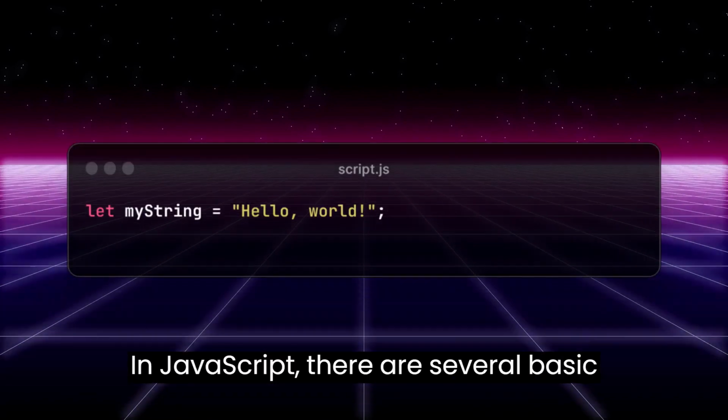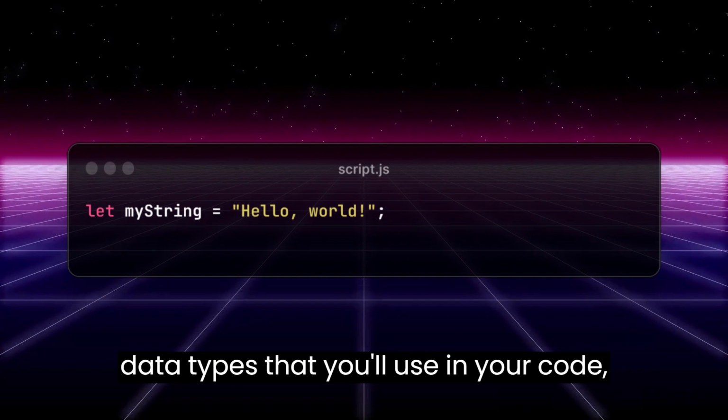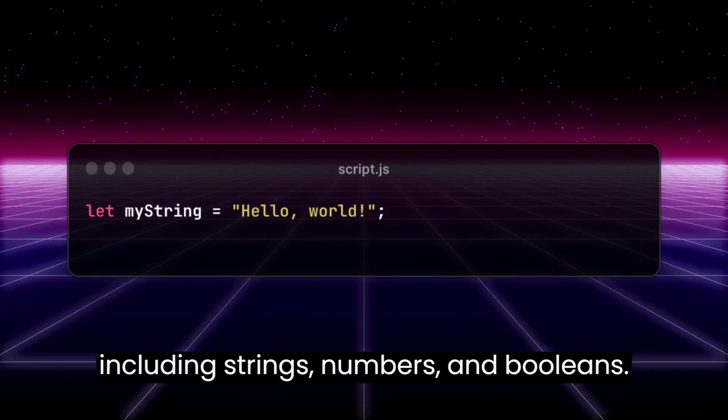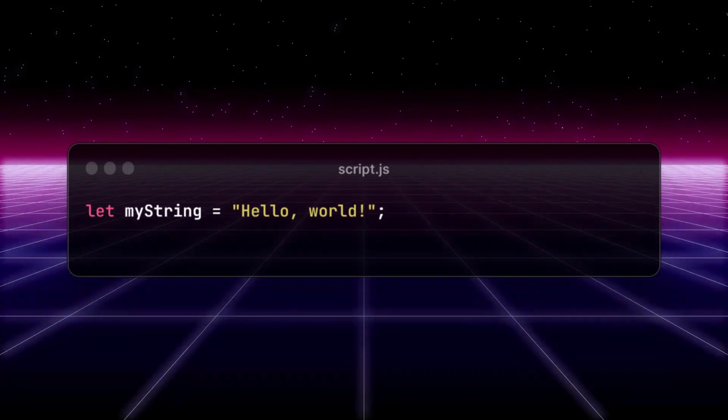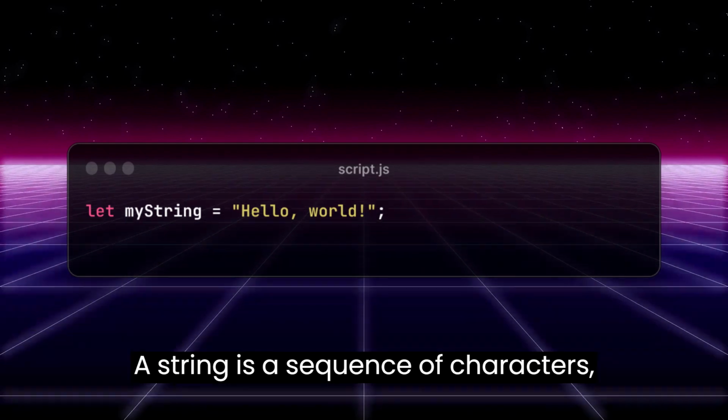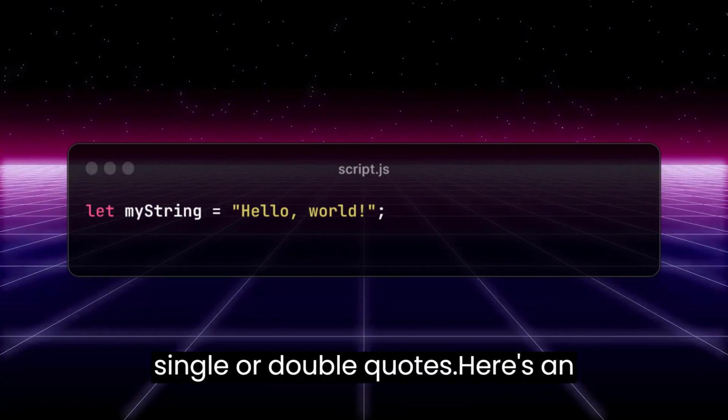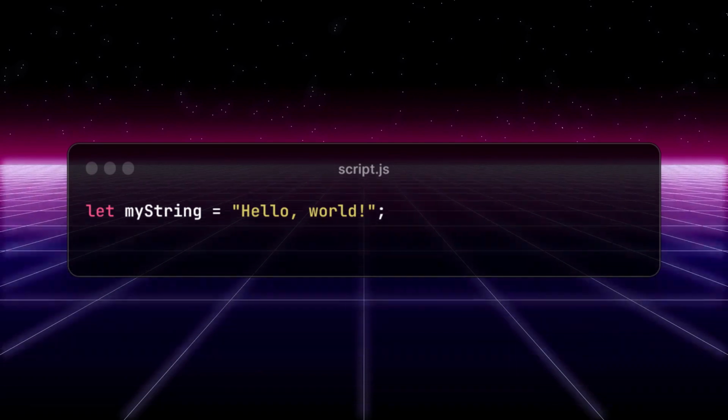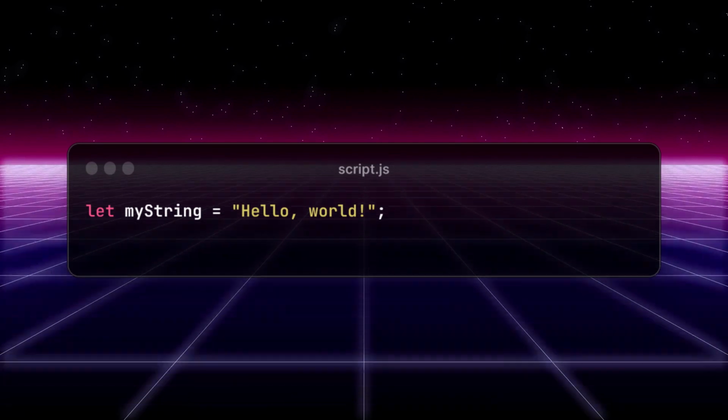In JavaScript, there are several basic data types that you'll use in your code, including strings, numbers, and booleans. A string is a sequence of characters, and it can be defined using either single or double quotes. Here's an example of a string.